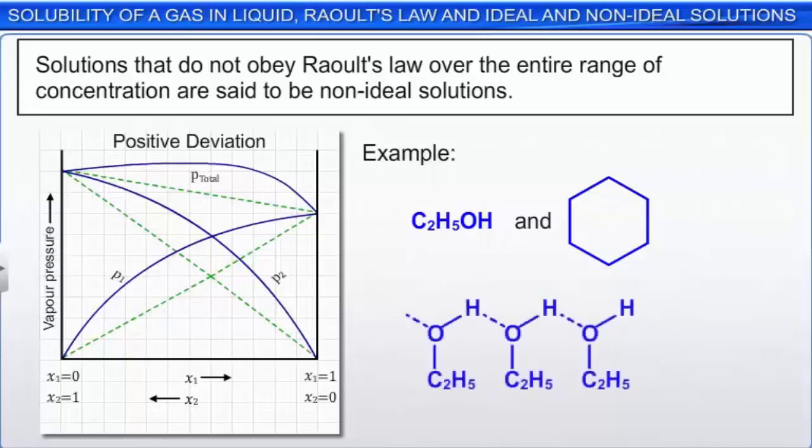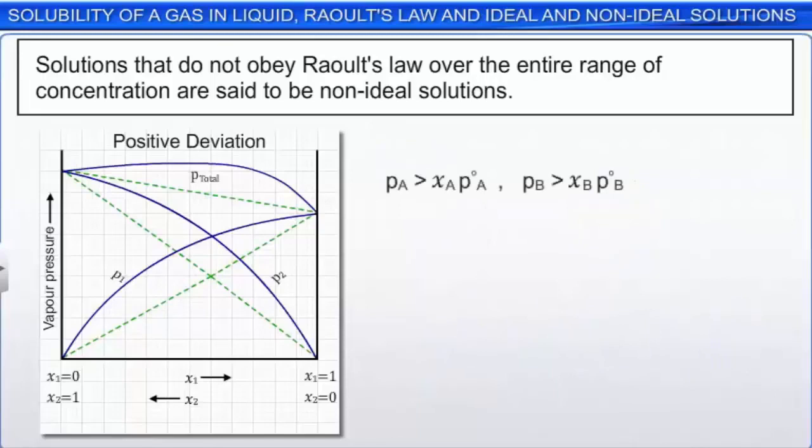Ethanol exists in highly associated form due to hydrogen bonding. On addition of cyclohexane, its molecules get in between and there is a considerable reduction in ethanol-ethanol hydrogen bonding. As a result, it becomes easier for the ethanol molecules to escape into the vapor phase, and thus we see the positive deviations from the Raoult's law.